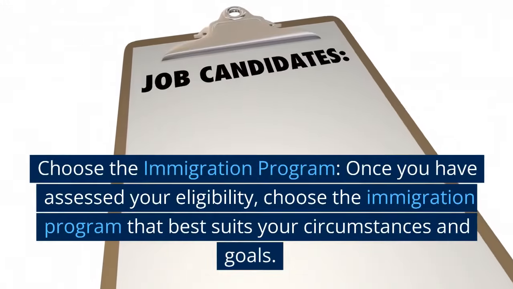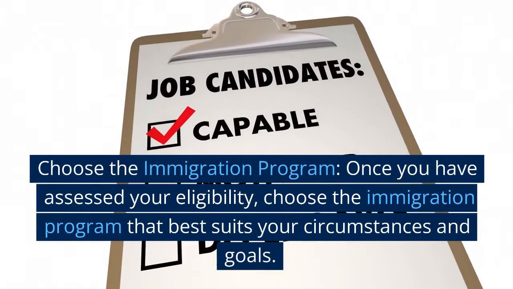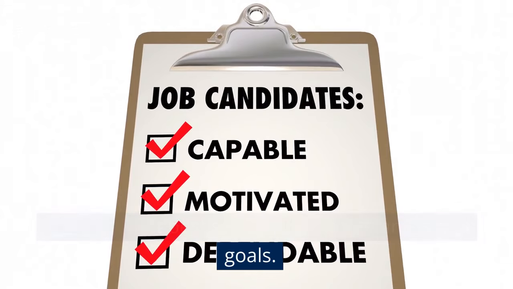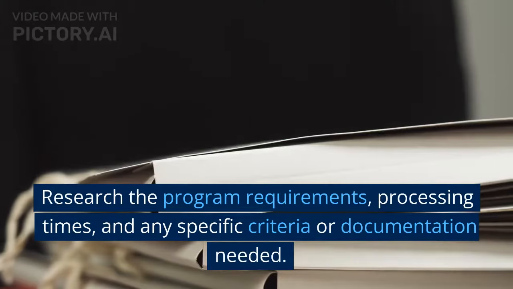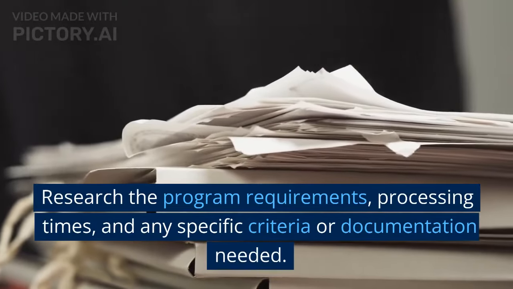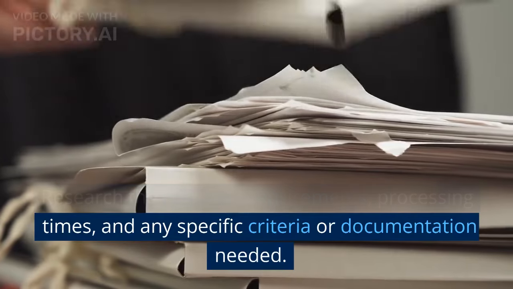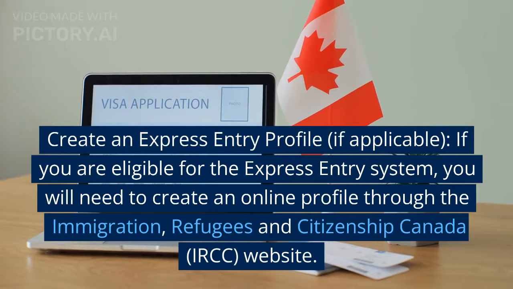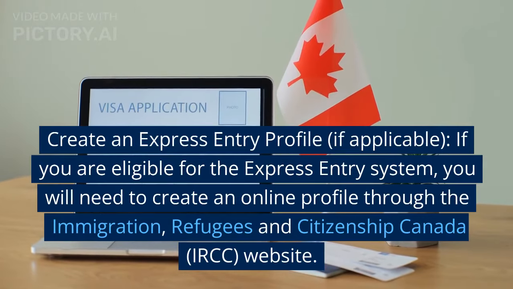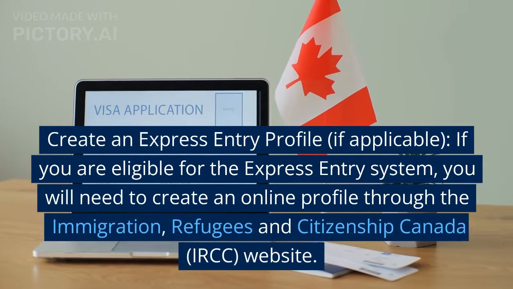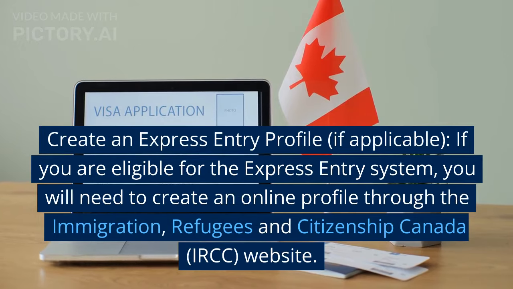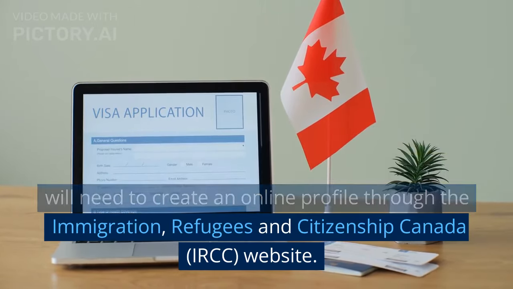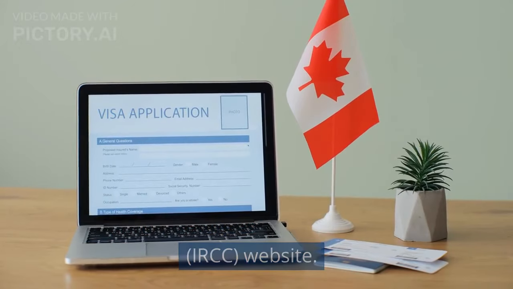Choose the immigration program. Once you have assessed your eligibility, choose the immigration program that best suits your circumstances and goals. Research the program requirements, processing times, and any specific criteria or documentation needed. Create an Express Entry profile, if applicable. If you are eligible for the Express Entry system, you will need to create an online profile through the Immigration, Refugees and Citizenship Canada (IRCC) website.